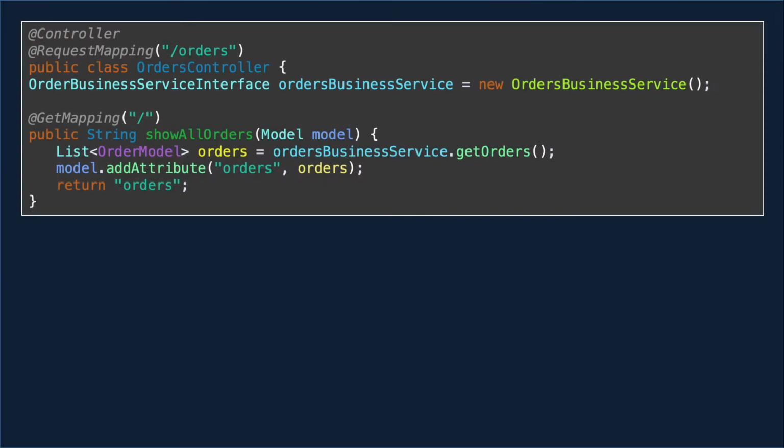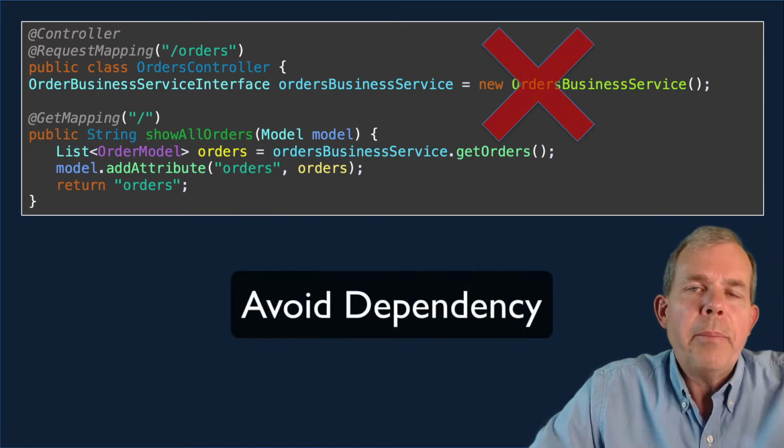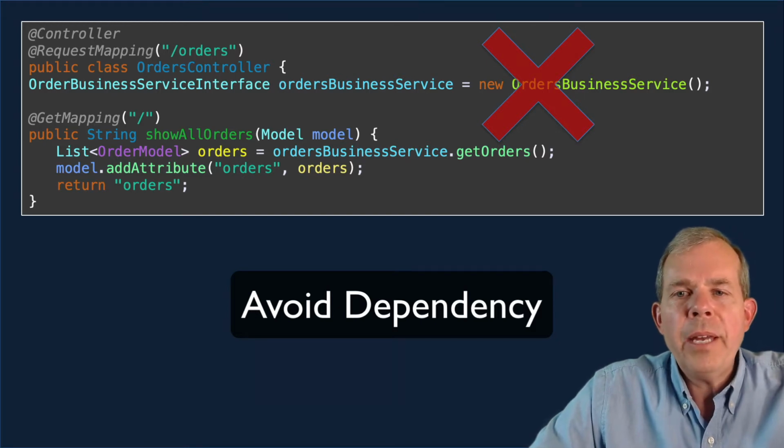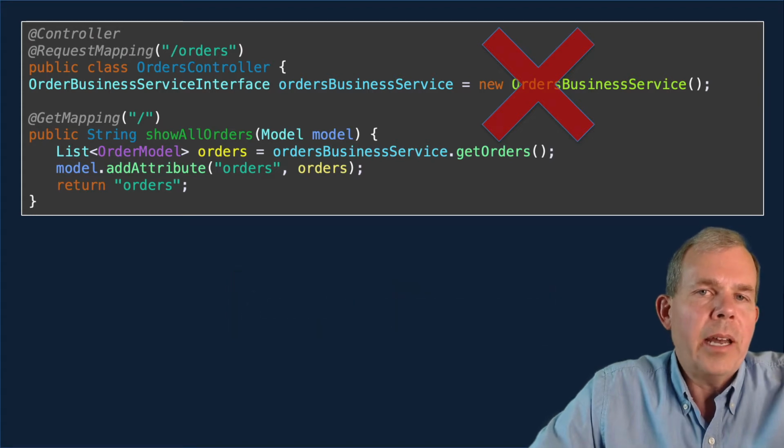Newing up, or making a new instance of an order service, is really what we're trying to avoid. The reason we're trying to avoid this is we are trying to reduce the dependency of one class on another. You see, if you don't have the order business service in your project, then this class cannot be compiled. And so they are tightly linked with each other. So we're trying to avoid that.